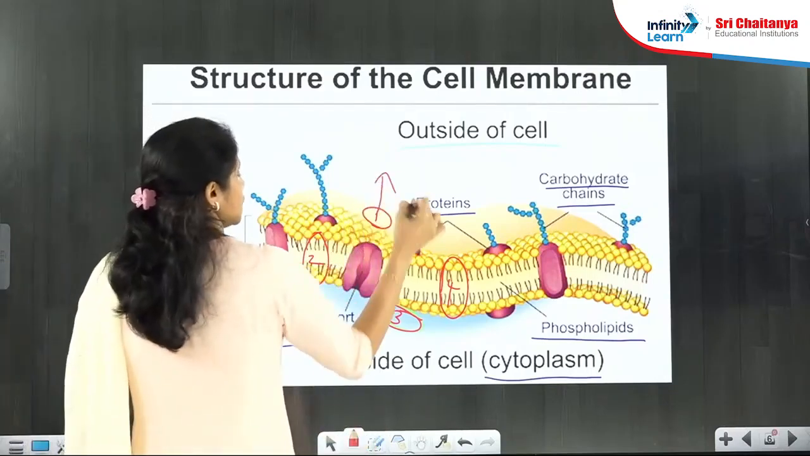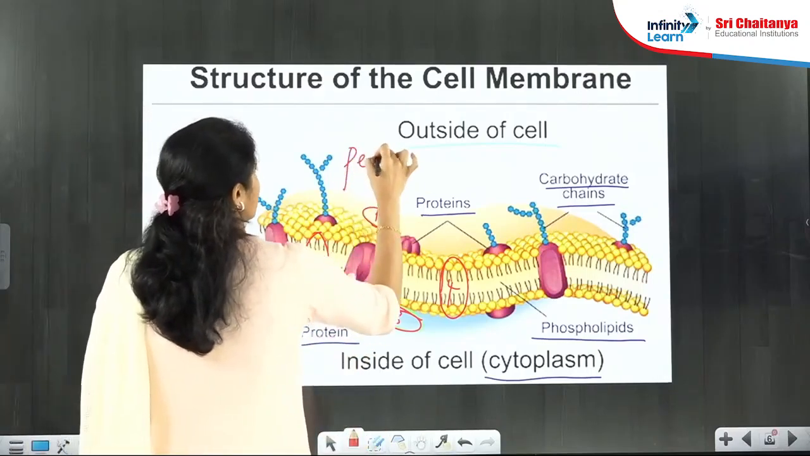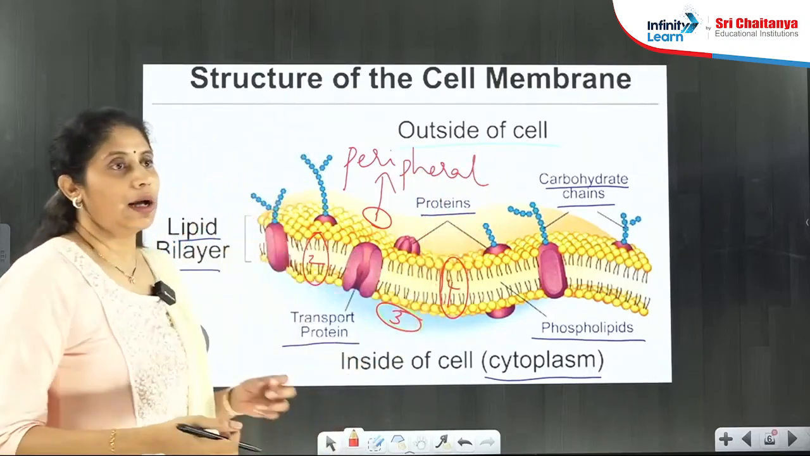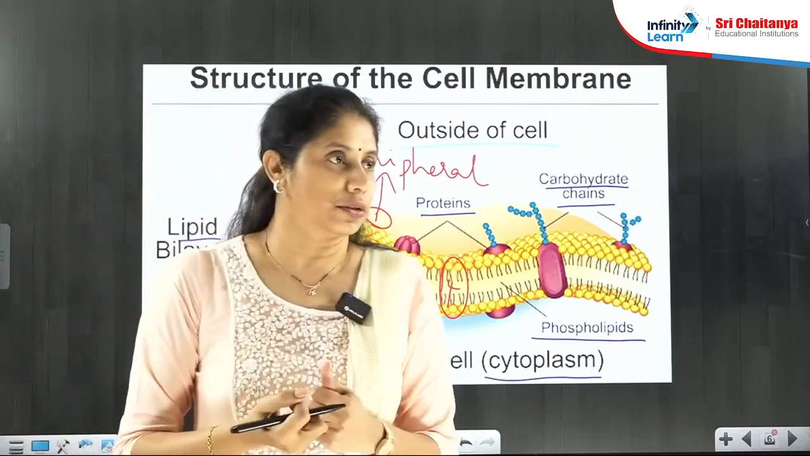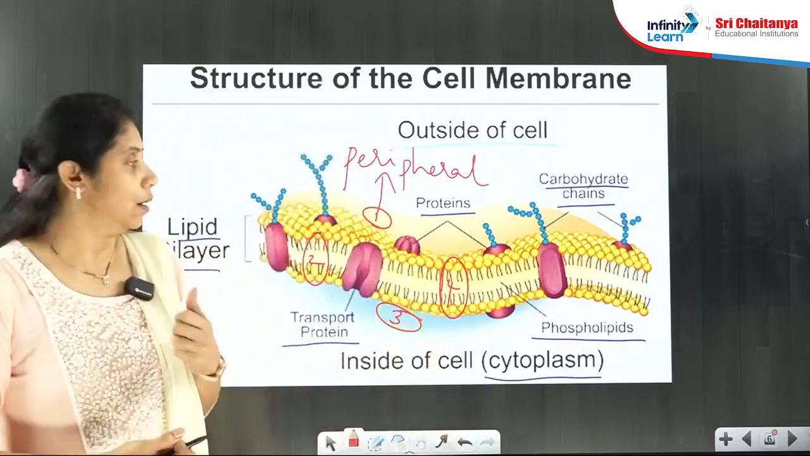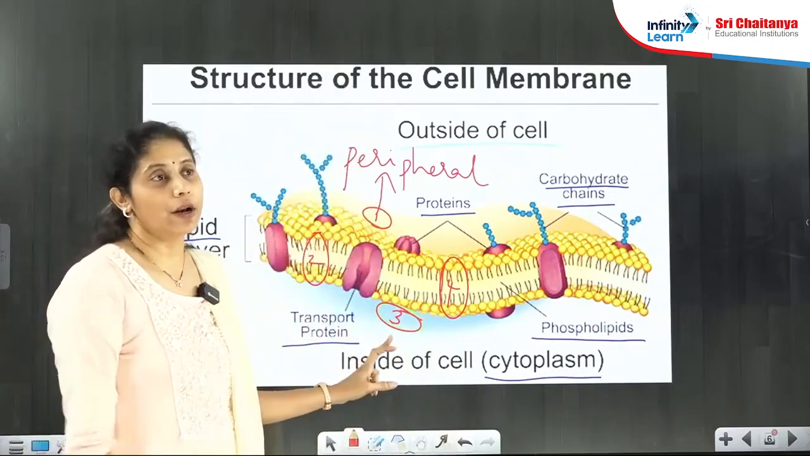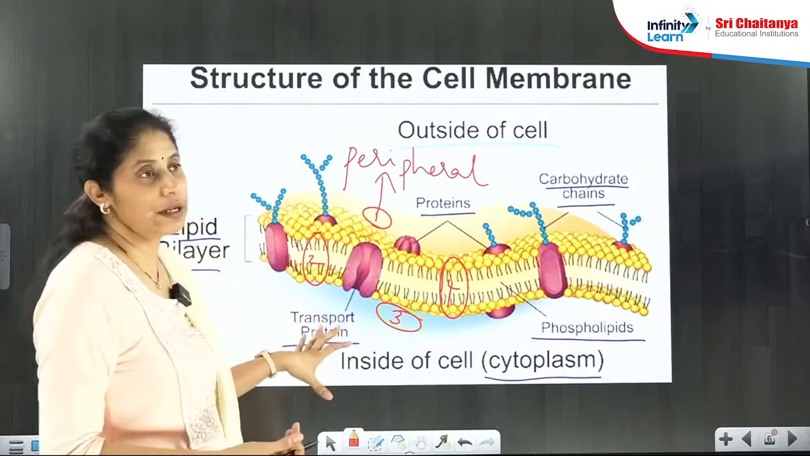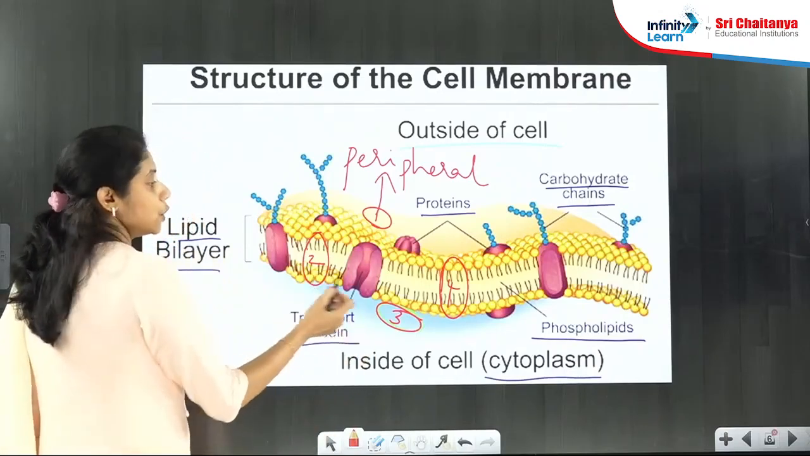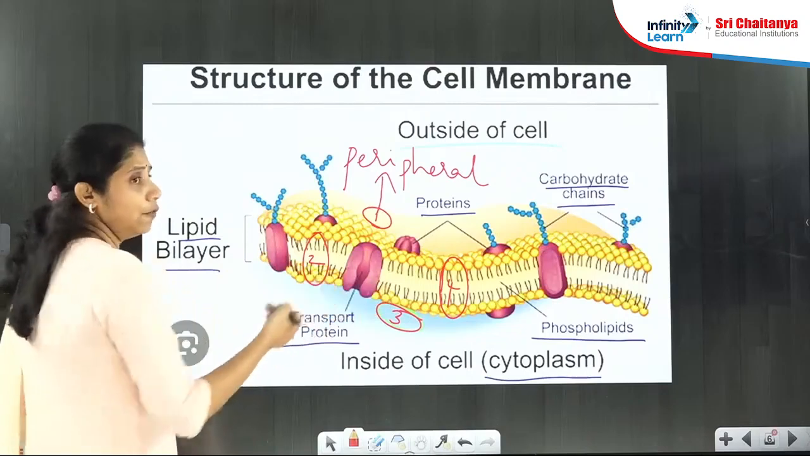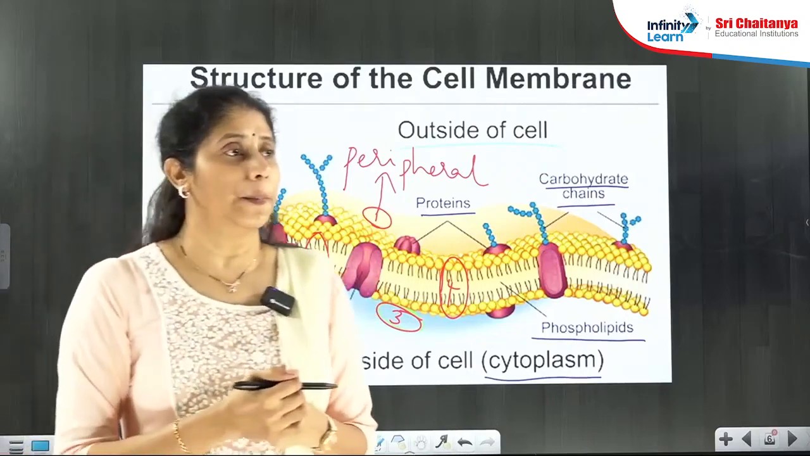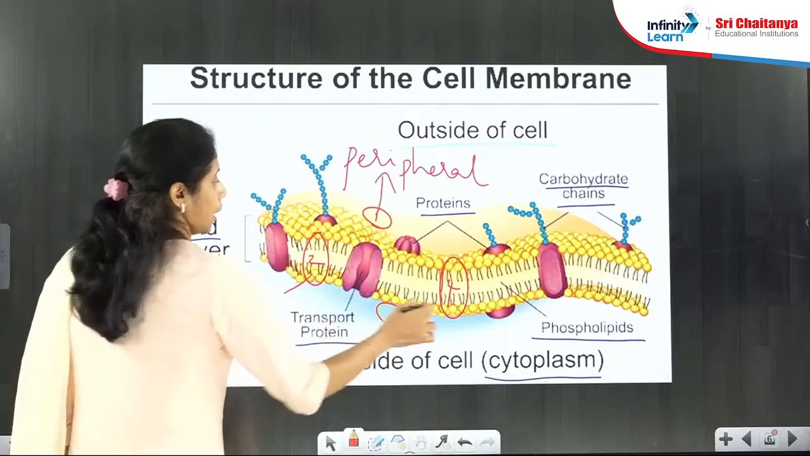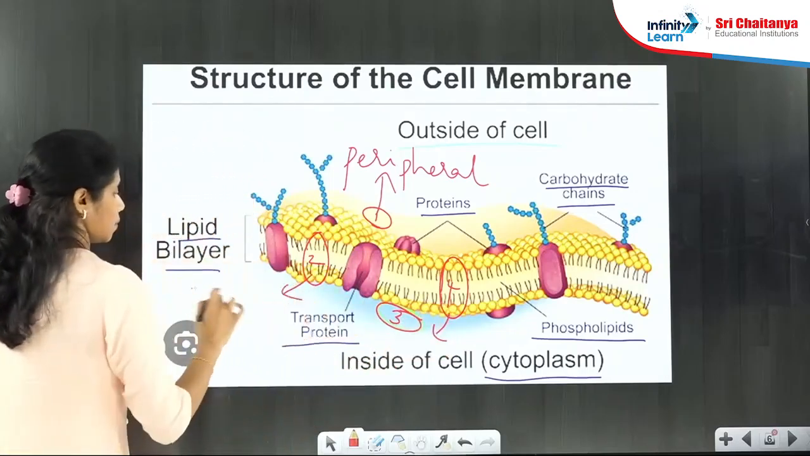These proteins are called peripheral proteins because they are present on the sides and they are very easy to extract. We can extract them very easily. So these are called peripheral proteins, which are present on the side and are easily removed from the plasma membrane structure. Now all of you can see 2 and 4. Can we remove them easily? We can't remove them. So these two are called integral proteins.